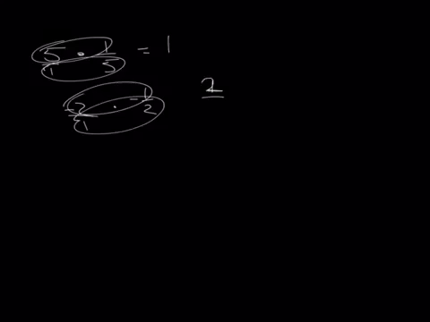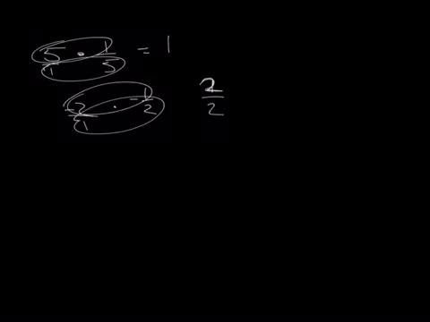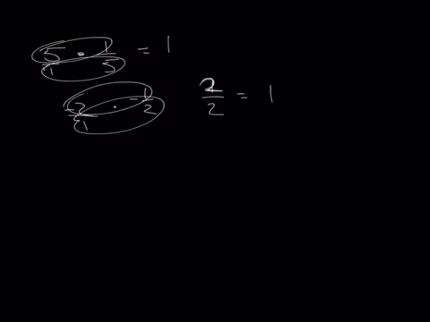Positive 2, what am I thinking? 1 times 2 is 2. Any number over itself is 1. Okay, so you have to get positive 1. You can't get negative 1.